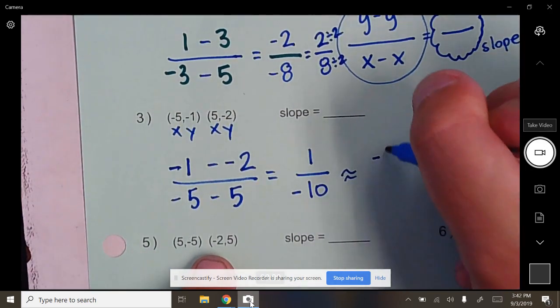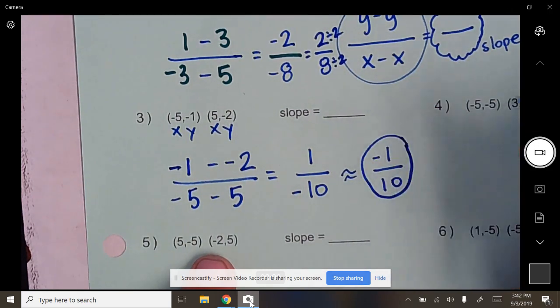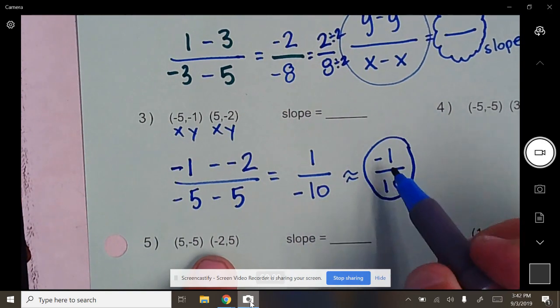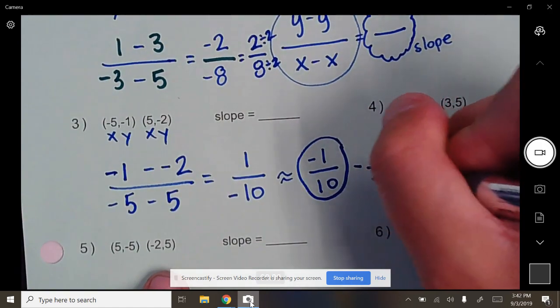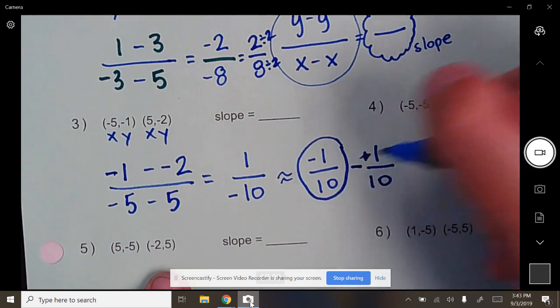I can actually just make sure the negative always goes to the numerator. When it comes to slope, the negative always applies to the numerator. This is a correct answer, but to make it look a little better, the negative applies to the numerator. You're also going to see it sometimes like this, right in the middle, or on the outside. And that negative always goes to the numerator.